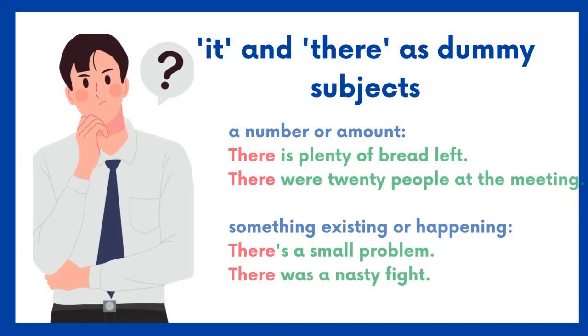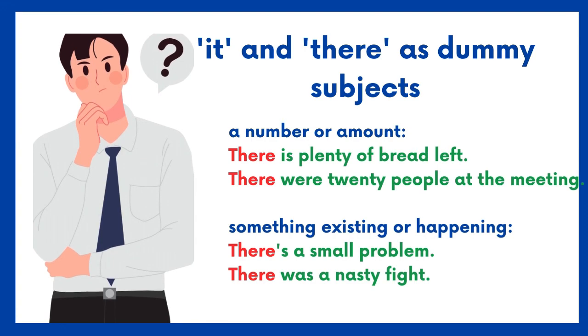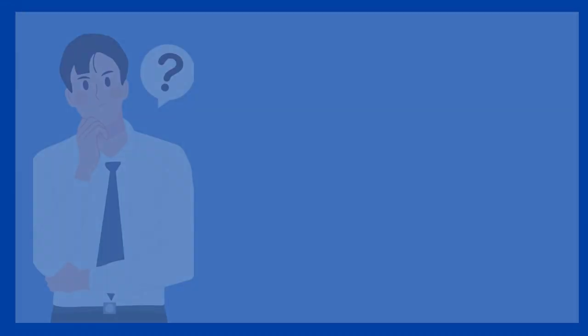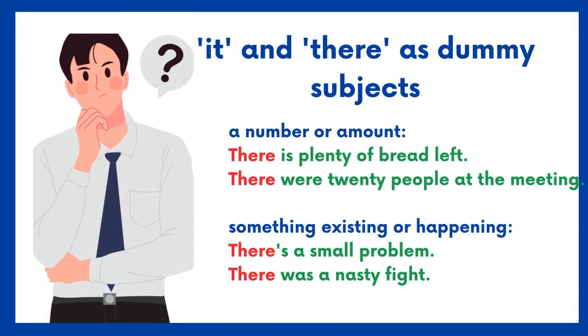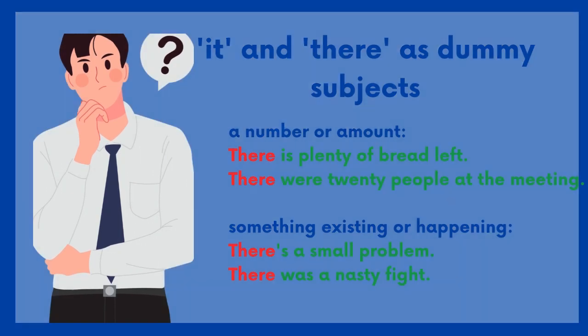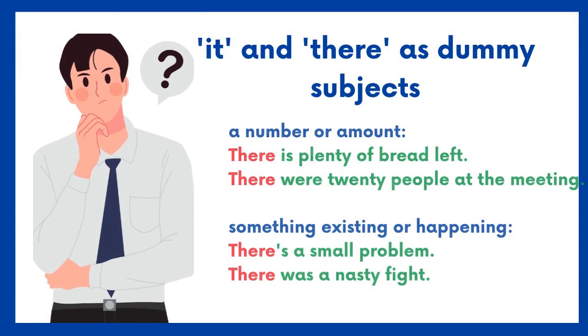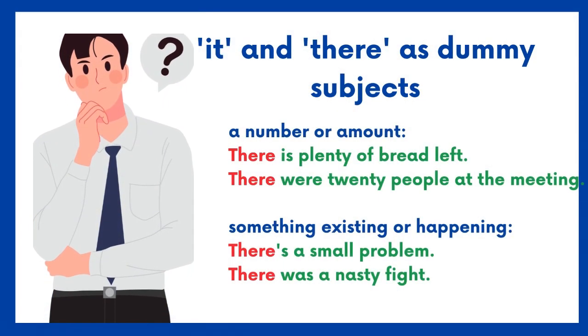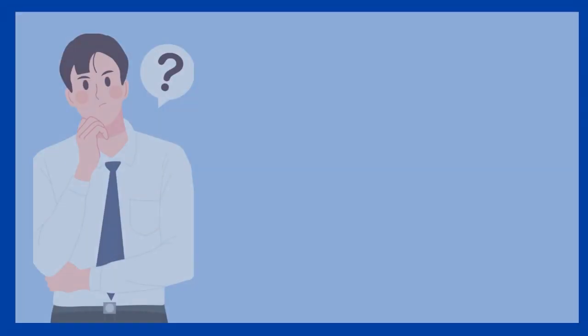It and there as dummy subjects. A number or amount: there is plenty of bread left. There were 20 people at the meeting. Something existing or happening: there's a small problem. There was a nasty fight.